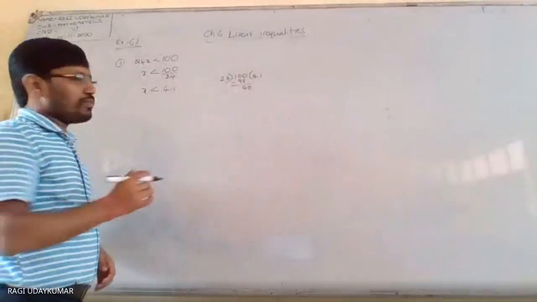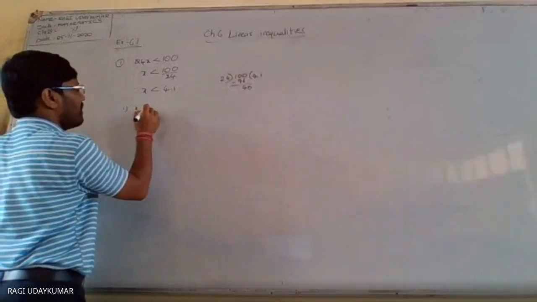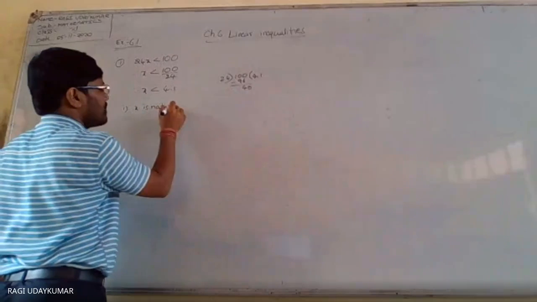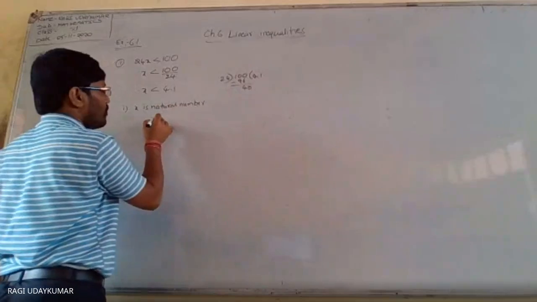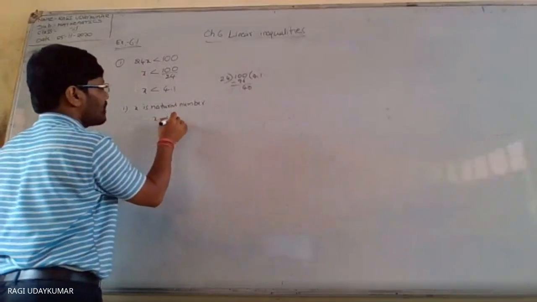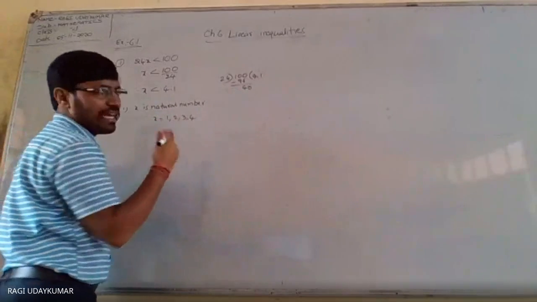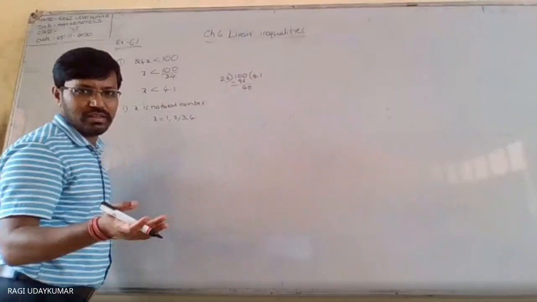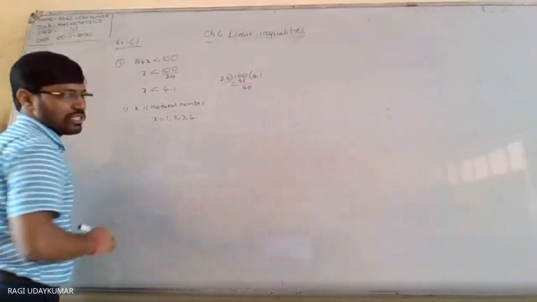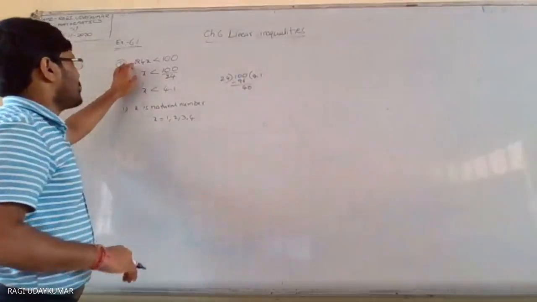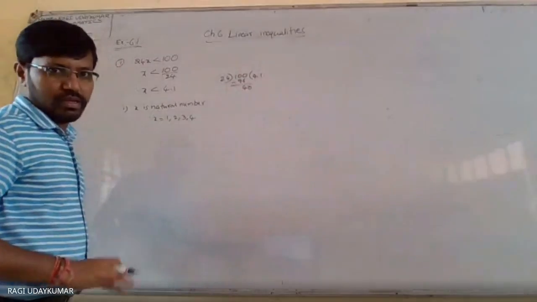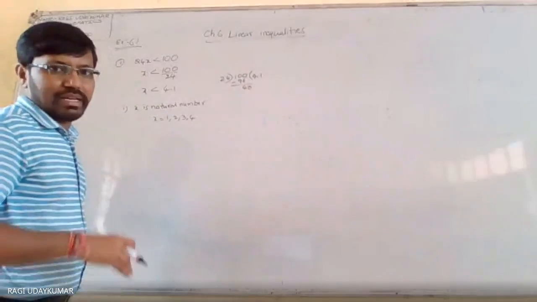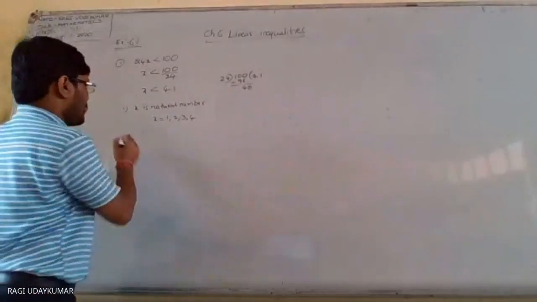So decimal point. So first question, x is a natural number given. Since it is a natural number, what do you have to take? X is equal to 1, 2, 3, 4. These are the natural numbers. So the solution is this one. The solution set for this equation is 1, 2, 3, 4.